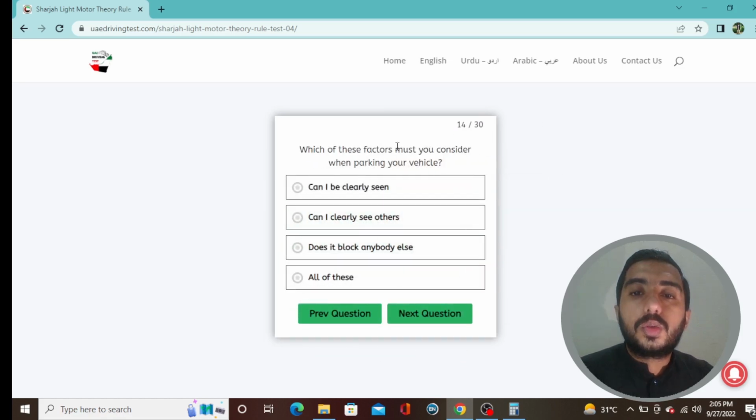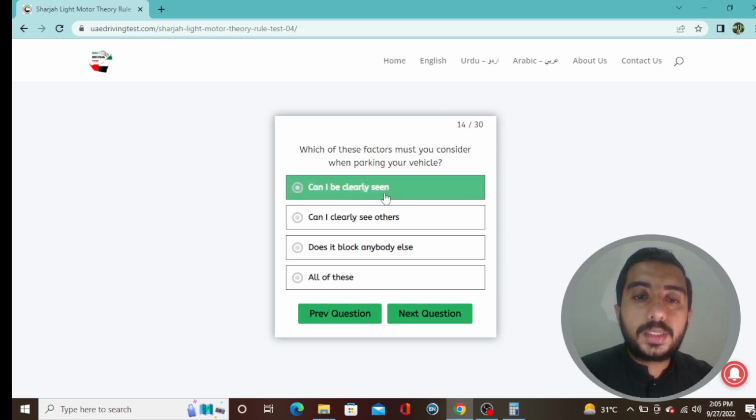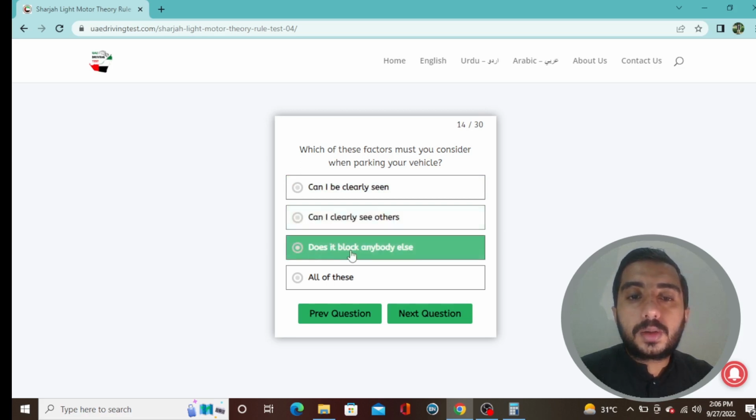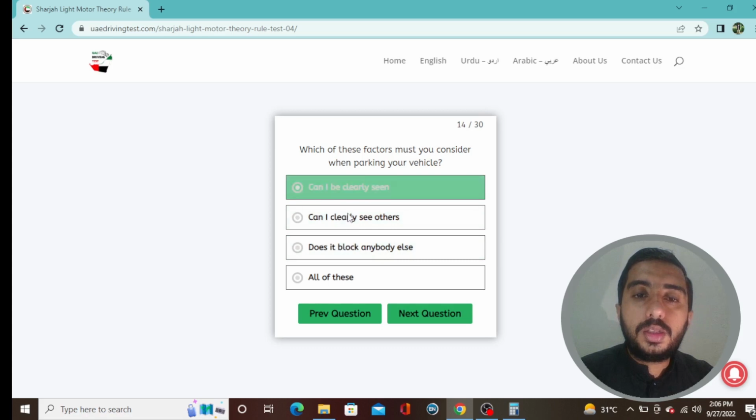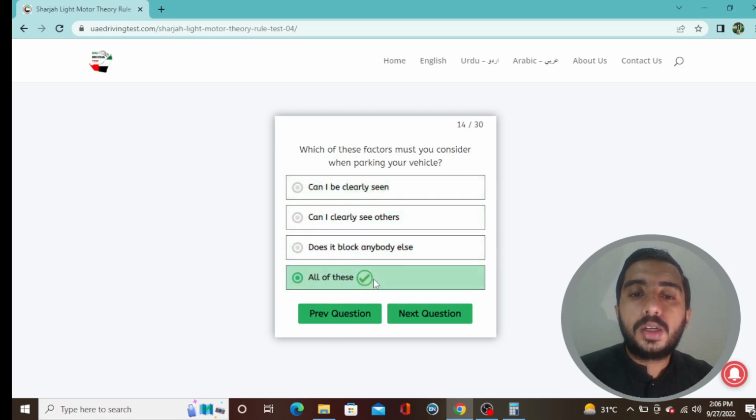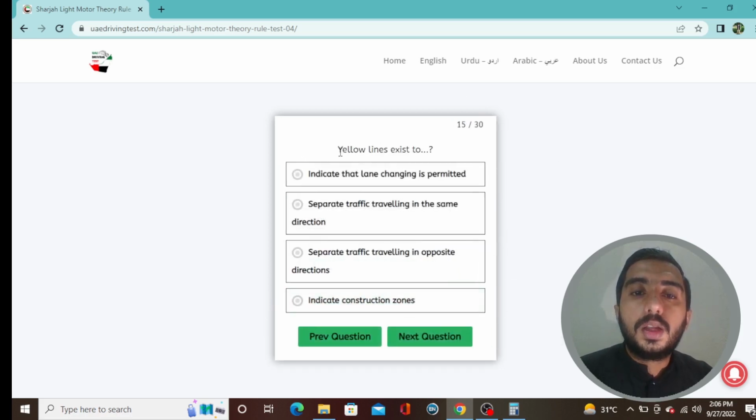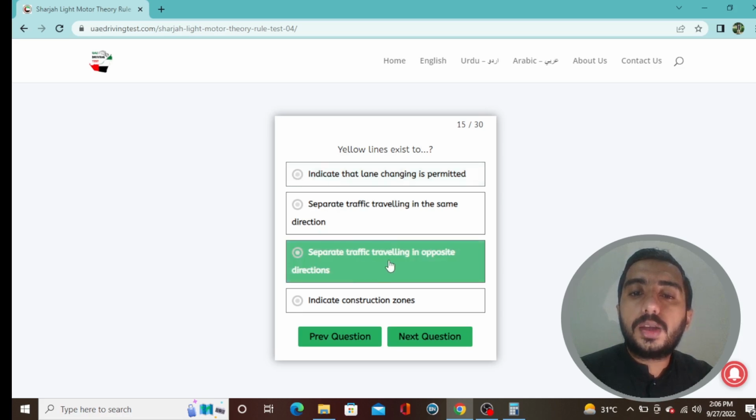Next question. Question number 14 is, which of these factors should you consider when parking your vehicle? You need to consider being clearly seen by others, and does it block somebody else. Okay, all these three options you need to consider, so we need to select option D. The D is the correct answer. Next question. Question number 15 is, yellow lines exist to separate traffic traveling in opposite directions. Option C is the correct one.